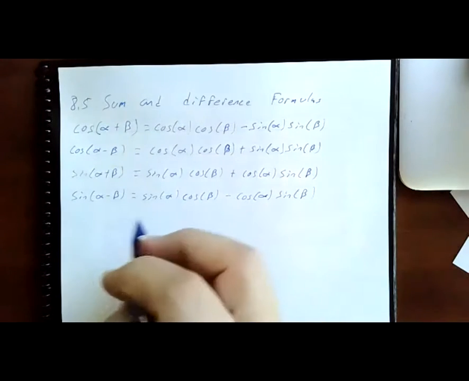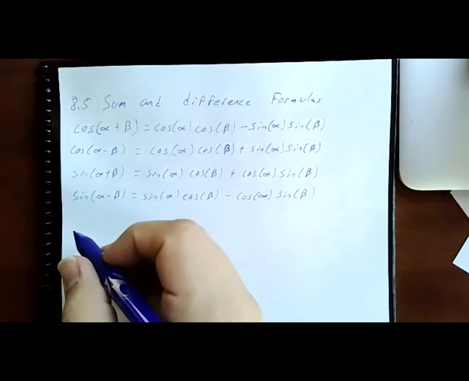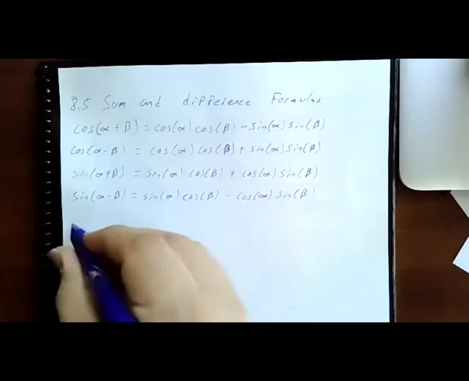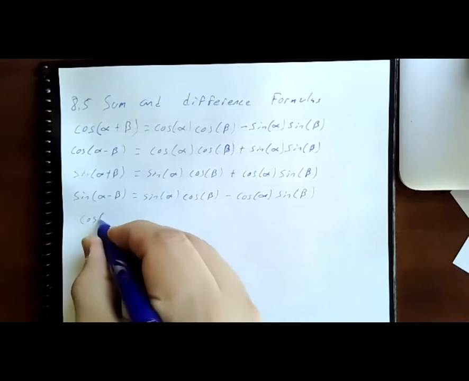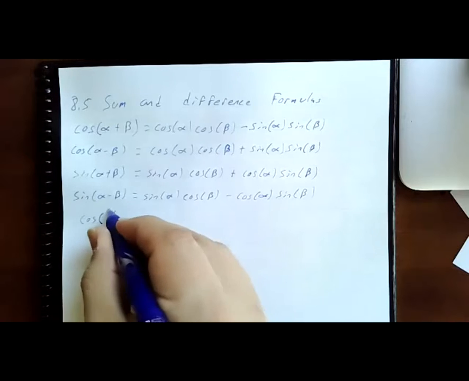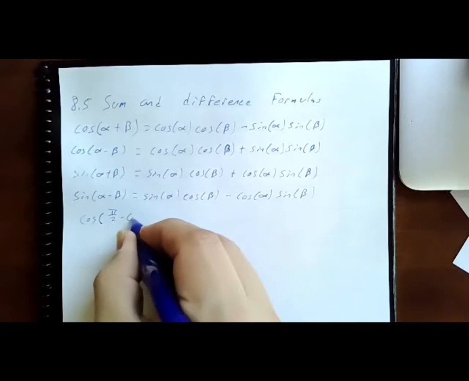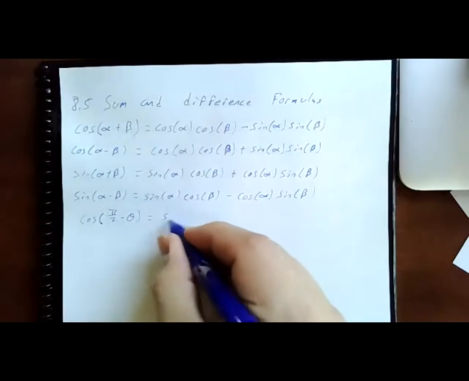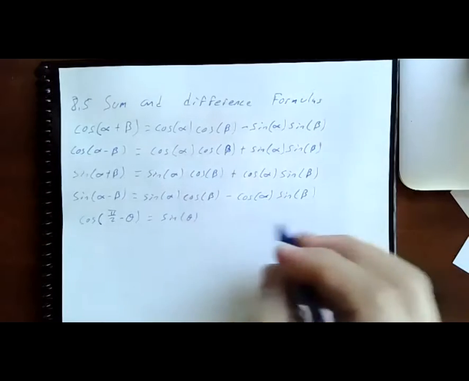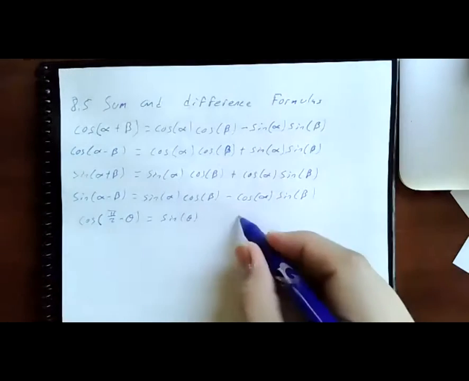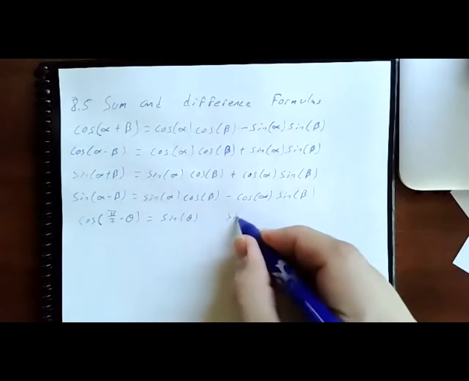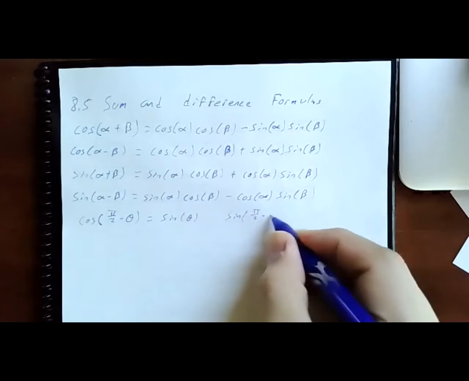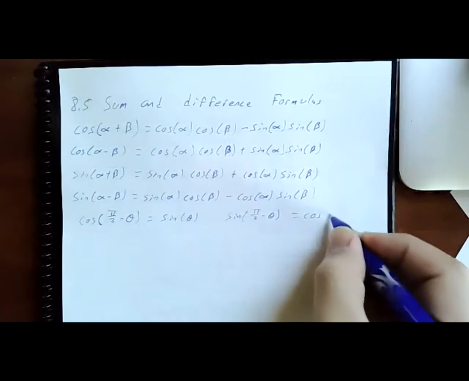This is a side note. There's also these identities. Cosine of pi over 2 minus theta is equal to sine. And sine of pi over 2 minus theta is equal to cosine.